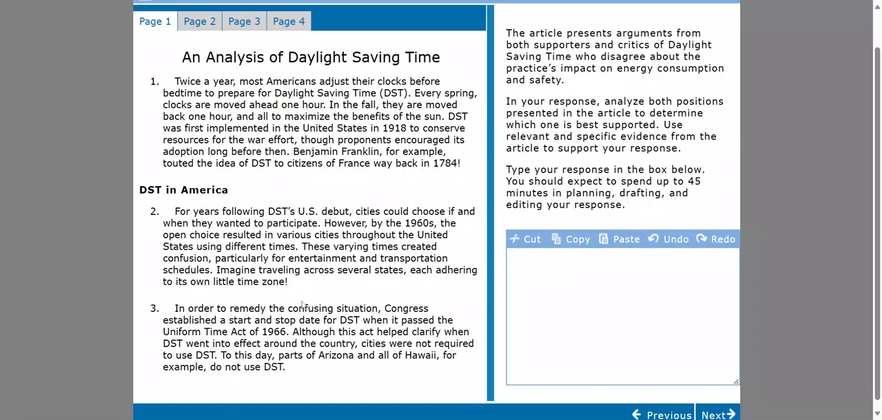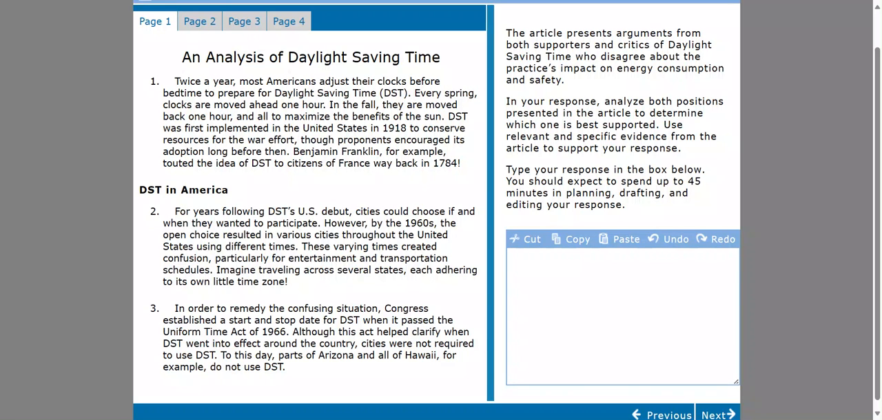In order to remedy the confusing situation, Congress established a start and stop date for DST when it passed the Uniform Time Act of 1966. Although this act helped clarify when DST went into effect around the country, cities were not required to use DST. To this day, parts of Arizona and all of Hawaii, for example, do not use DST.